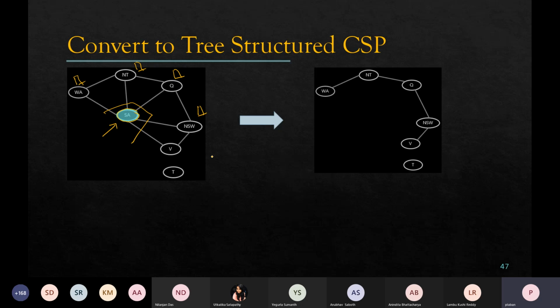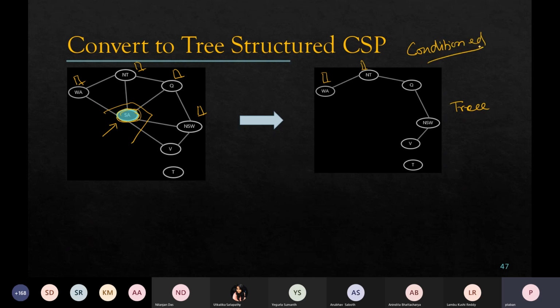What we are trying to do is condition this particular variable with a value, and then we do not need to worry about it. We just need to worry about the other variables, but they will have their updated domain values. And you can see that this kind of structure is a tree structure. So though the original constraint graph was not a tree structured CSP, the updated one is. This is what we call conditioning.